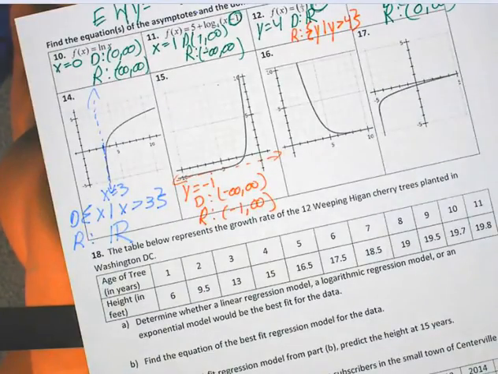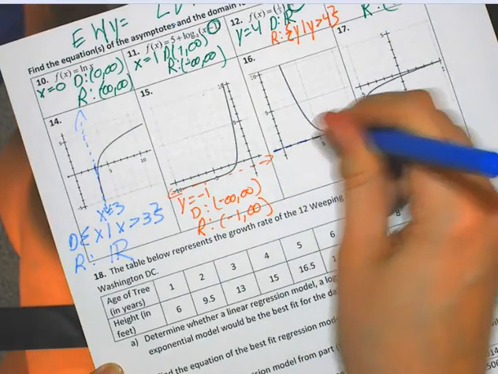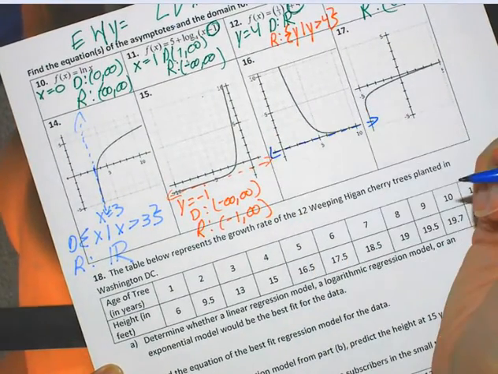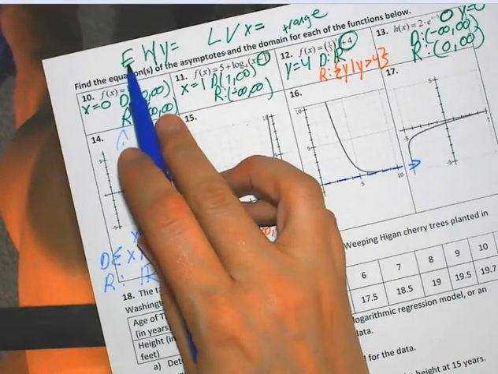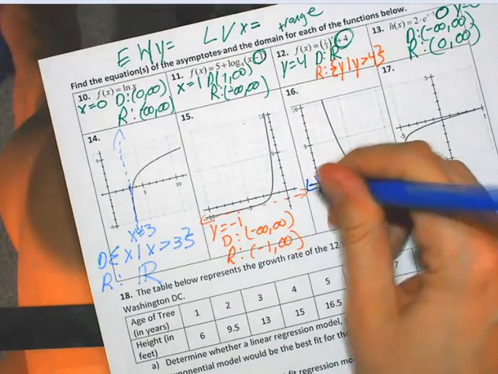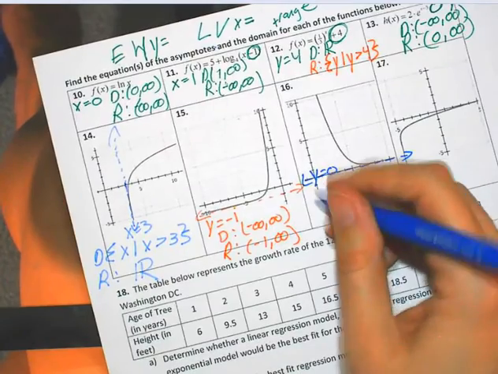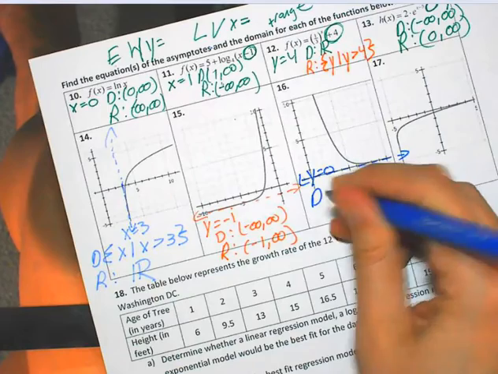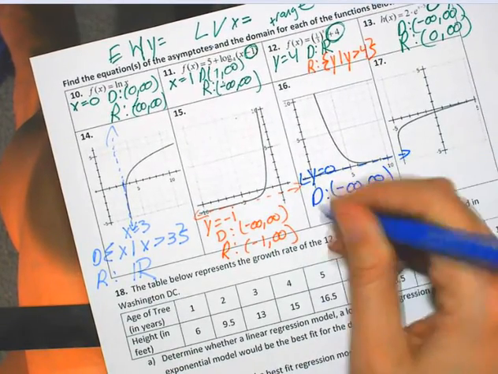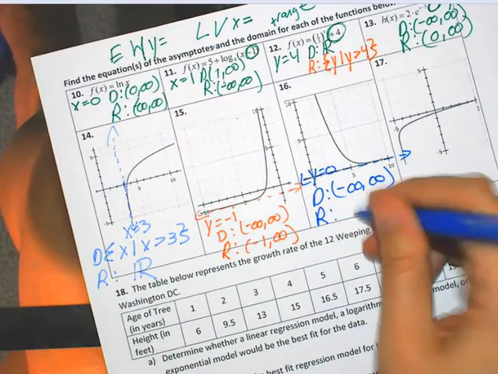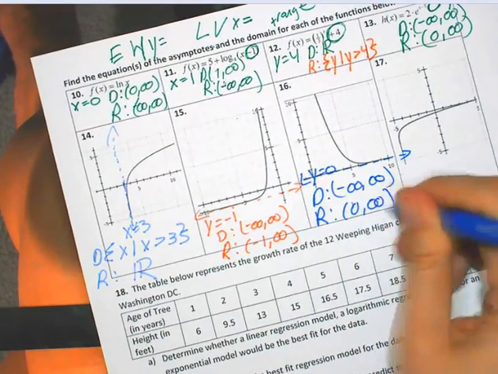I see that I have a horizontal asymptote. Okay, and I know horizontal goes with exponential. So I have y equals 0, which means that my domain is negative infinity to positive infinity. And my range is going to be 0 to positive infinity.